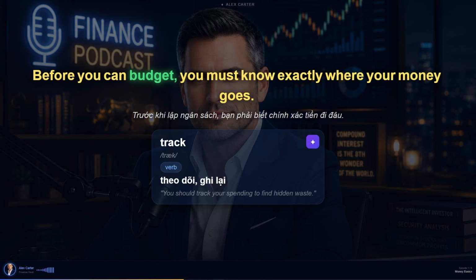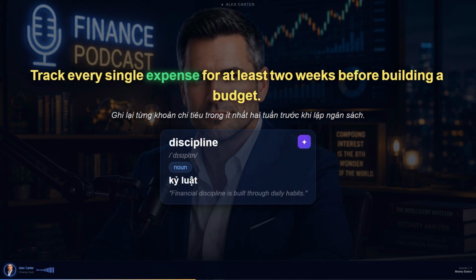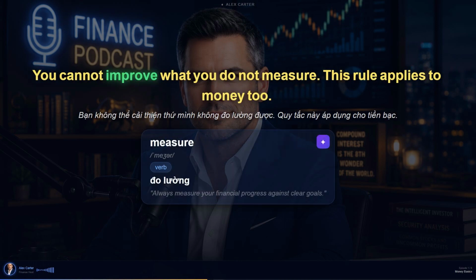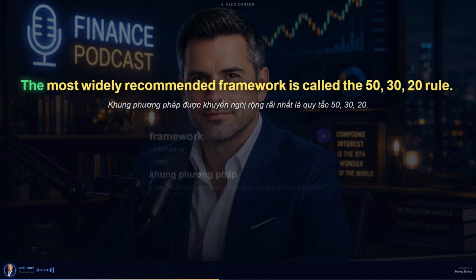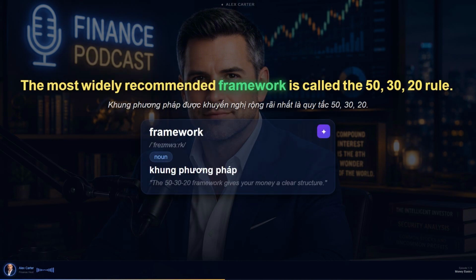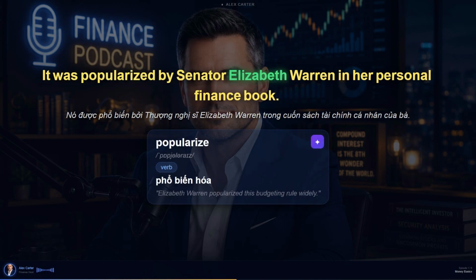Before you can budget, you must know exactly where your money goes. Track every single expense for at least 2 weeks before building a budget. You cannot improve what you do not measure. This rule applies to money too. The most widely recommended framework is called the 50-30-20 rule. It was popularized by Senator Elizabeth Warren in her personal finance book.